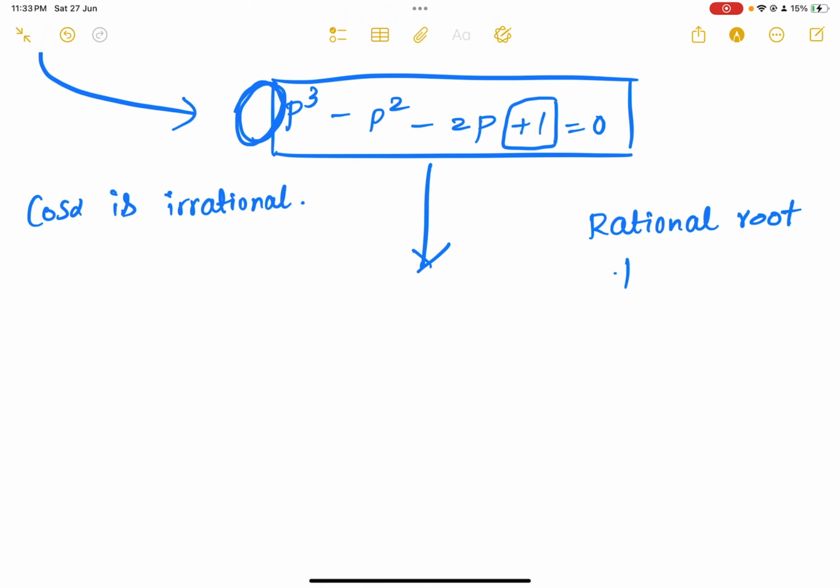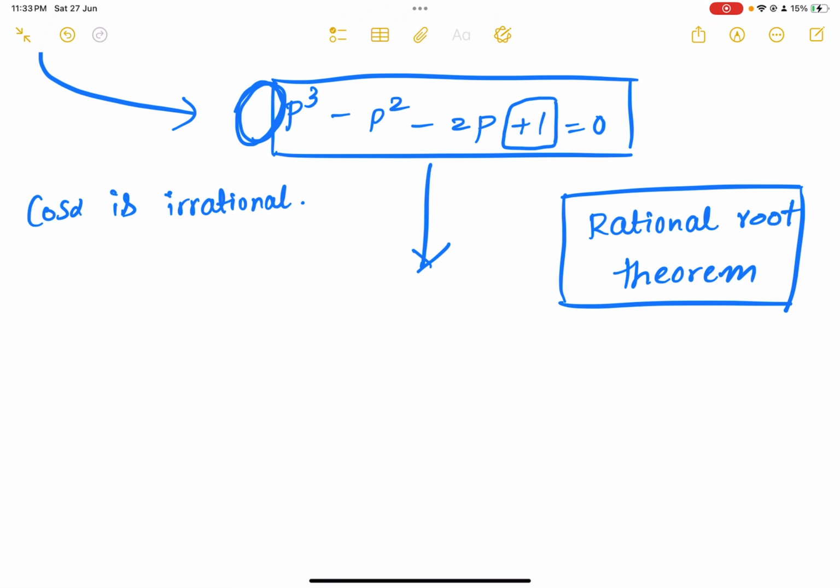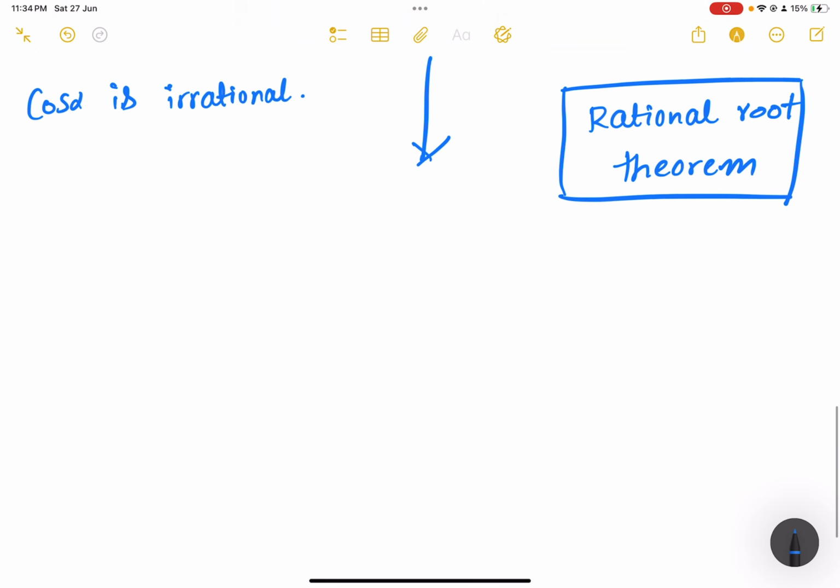In case you're not aware of this, just Google it up and you'll be able to understand. This is the basic theory. So in this case, your constant term is 1. And the only rational terms, so okay, let us be more generic. I'll explain the rational root theorem as well.